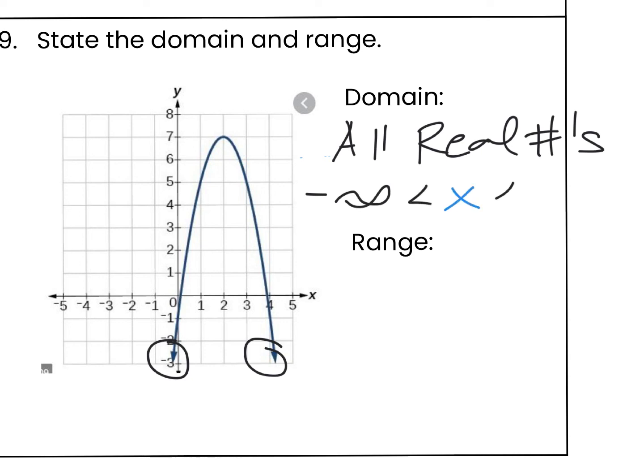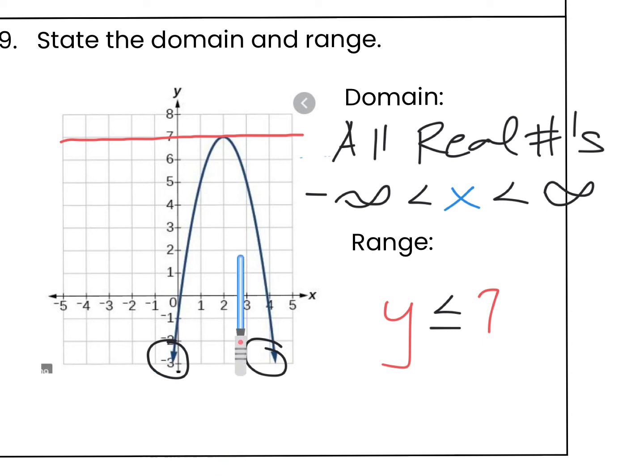in inequality notation. And then my range, well here I can see that the highest point of the range is here. So that's ending at 7. So y can only be less than or equal to 7. Since the graph is growing downward here and here, the highest point is 7. It can be all y values at 7 and less than that.